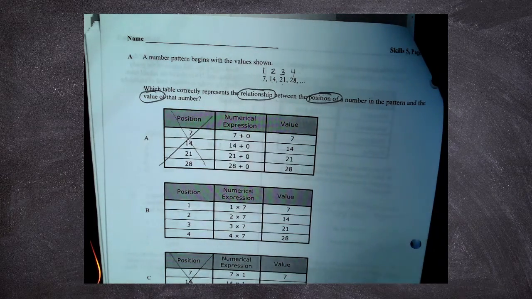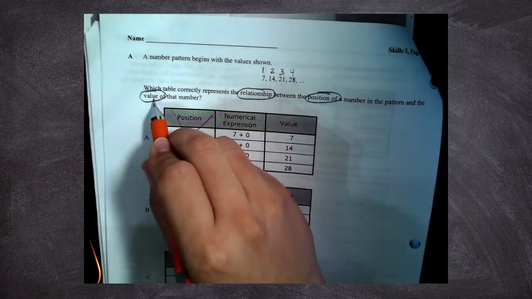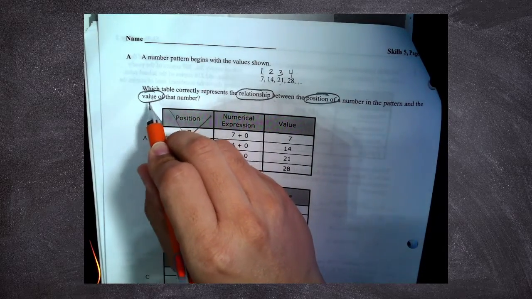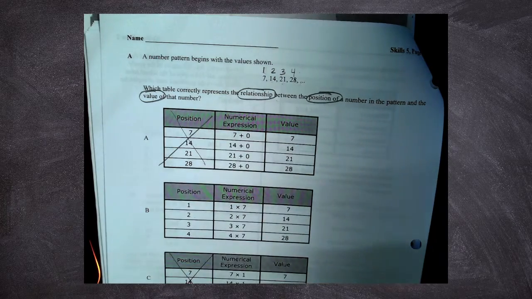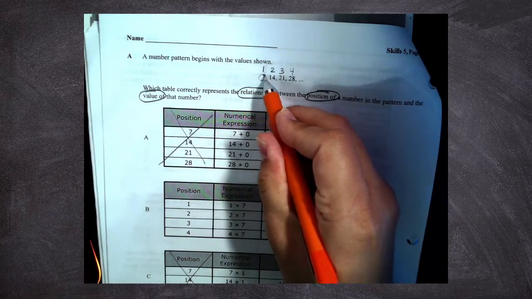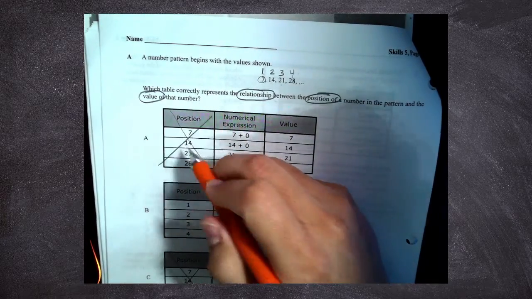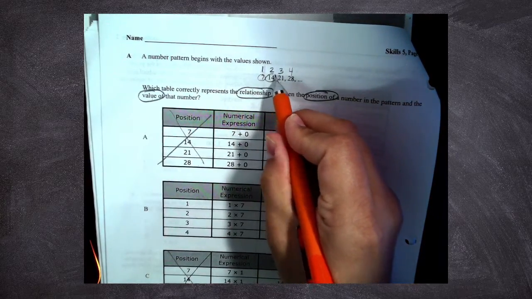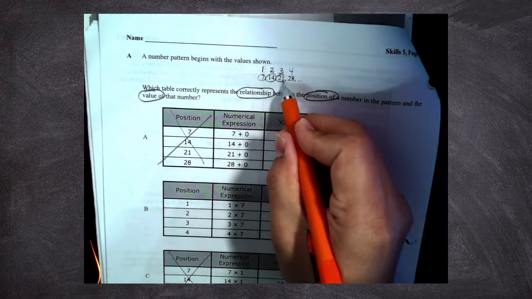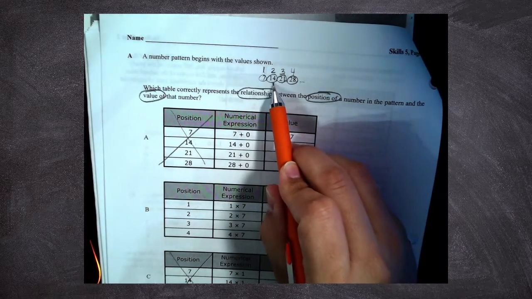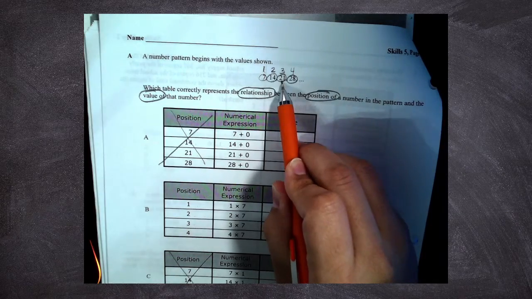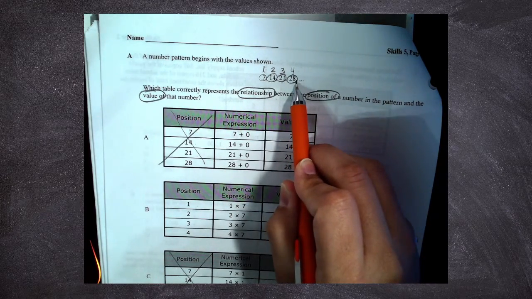The next part that's simple is the value. The value is asking you what number is in the pattern. So what numbers did they actually give us? So to show my value, I'm going to circle them. These are my values. My values are 7, 14, 21, and 28.